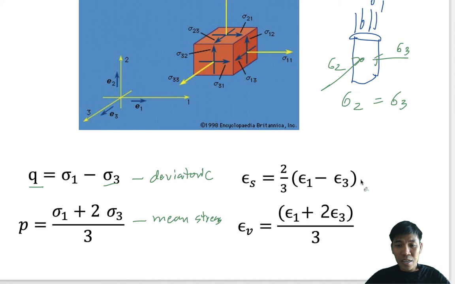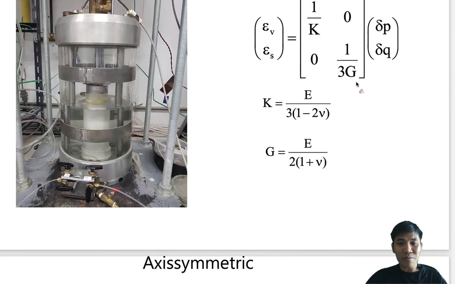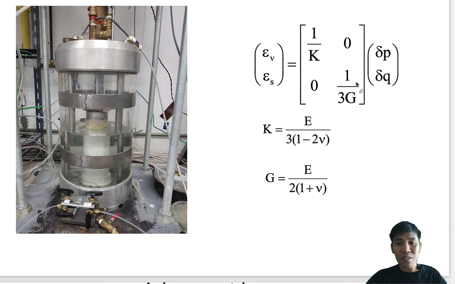And the distortion of strain is 2/3 times epsilon 1 minus epsilon 3, and this one is the volumetric strain. The volumetric strain is epsilon 1 plus 2 epsilon 3. Oh, sorry, this one is wrong. No, 3. Epsilon 1 plus 2 epsilon 3, without any kind of mean. If you have the results from triaxial, they always plot something like this. From this graph, you can obtain the other version of parameters, K and G. K is the bulk modulus. G is the shear modulus.